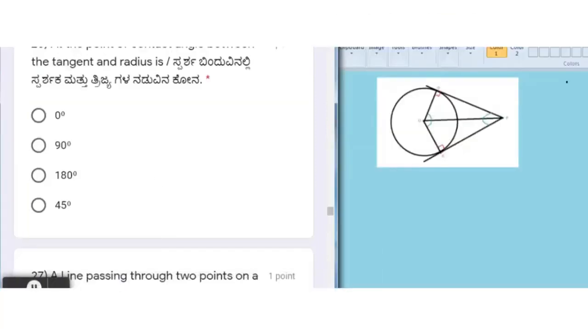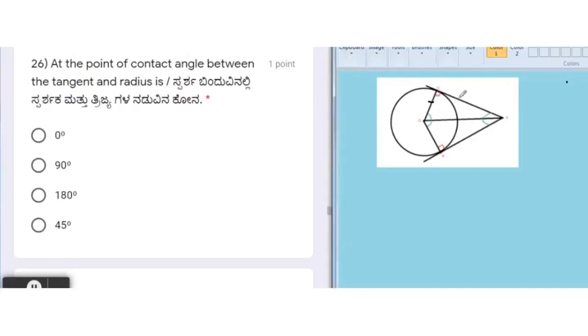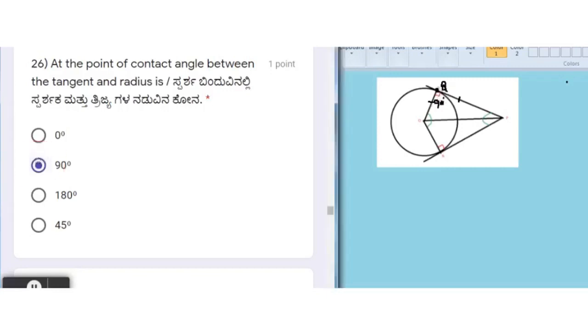26th question. At the point of contact, angle between the tangent and radius is. This is the basic and important theorem in circles chapter. At the point of contact, this is the radius and this is the tangent. The point of contact is Q, this point. This will be always perpendicular to each other. This is the theorem. You can refer the textbook. I repeat, at the point of contact, the tangent and radius are perpendicular to each other. Perpendicular means 90 degrees. Correct option for this question is 90.